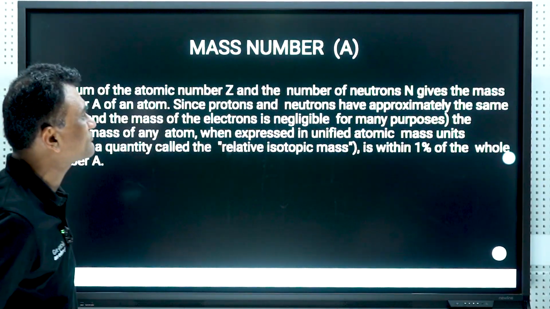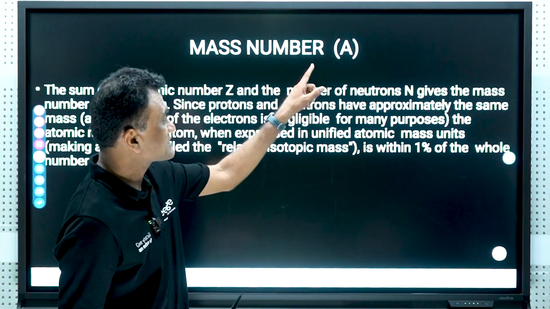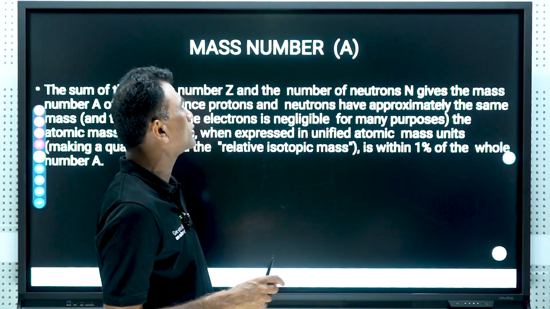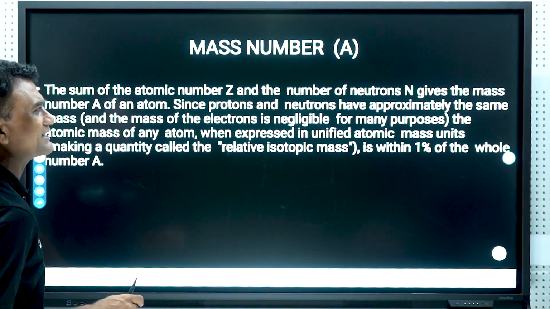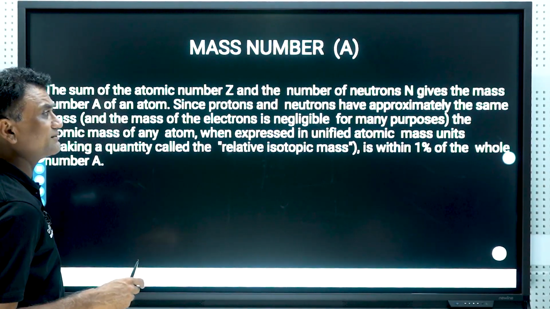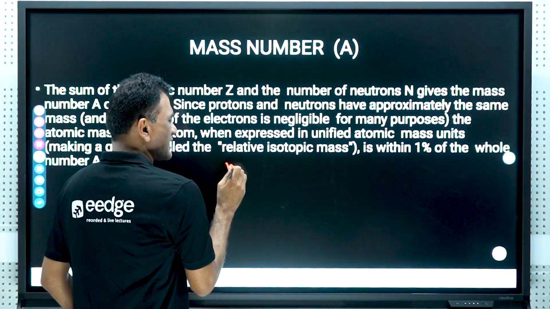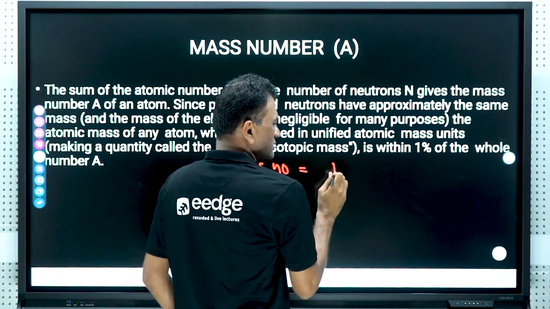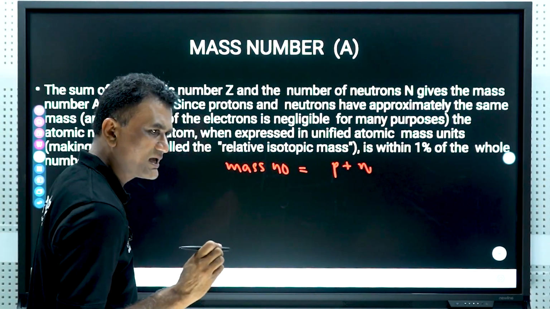Now the next term we use is atomic mass number, or simply the mass number. The symbol is A, right? Symbol for the atomic number is Z and symbol for the atomic mass number is A. The sum of atomic number, that is the number of protons, and the number of neutrons gives mass number, right? So mass number is number of protons plus number of neutrons inside the nucleus, right?